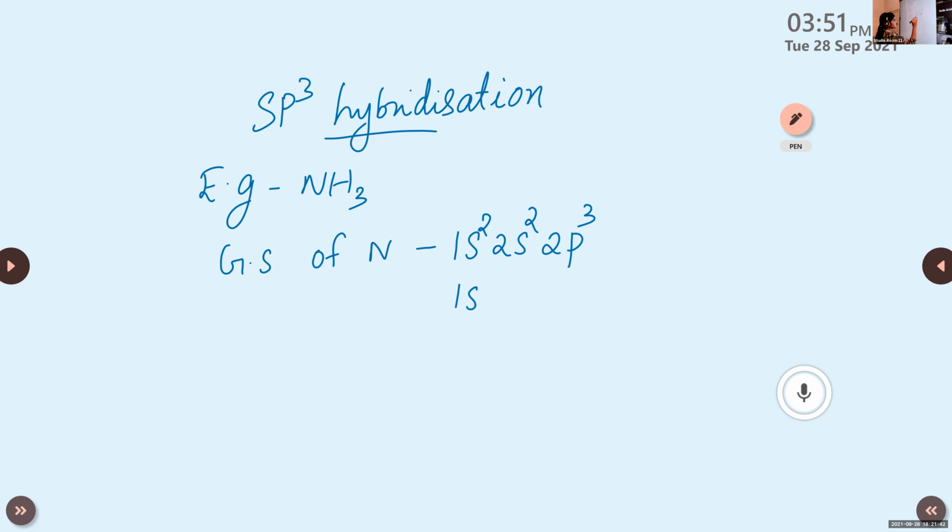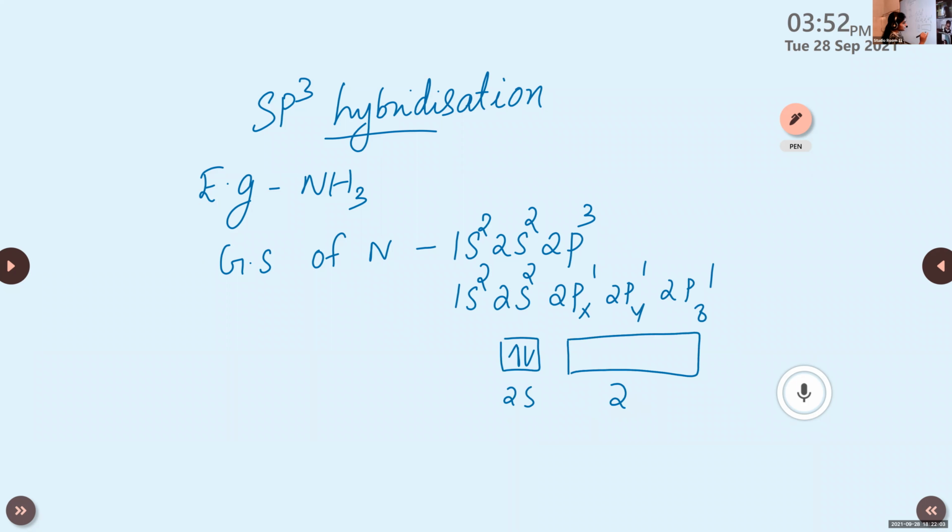So we can write this like this: 1s2, then 2s2, 2p. There are 3 p orbitals, right? 2px1, 2py1, 2pz1. Or otherwise, we can also draw the orbital diagram. 2s, there are 2 electrons. Then for 2p, 1, 2, 3.